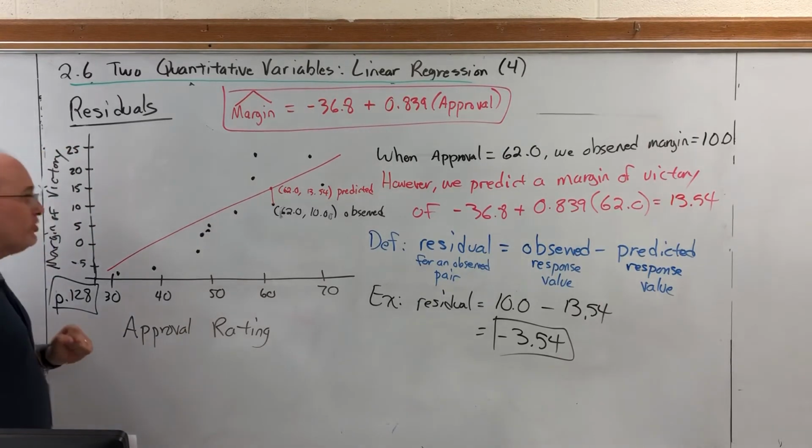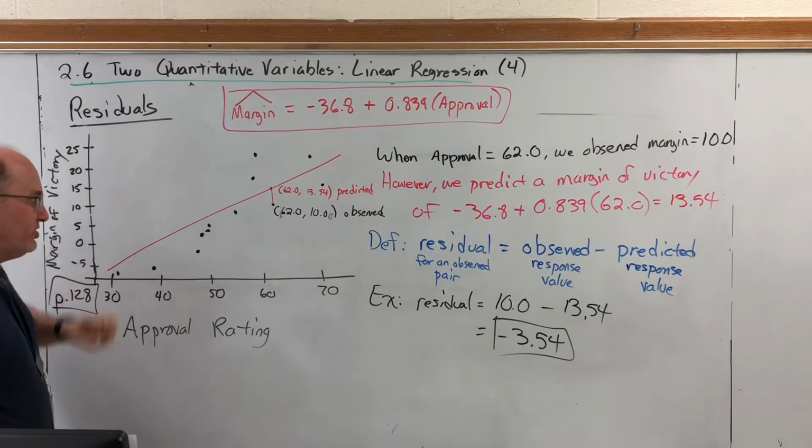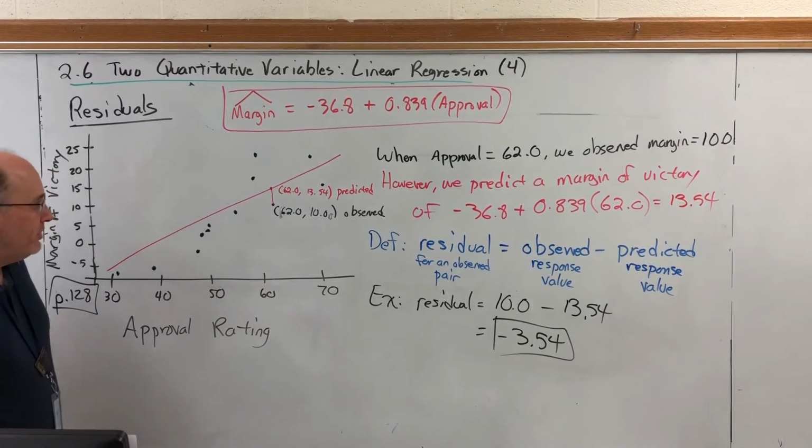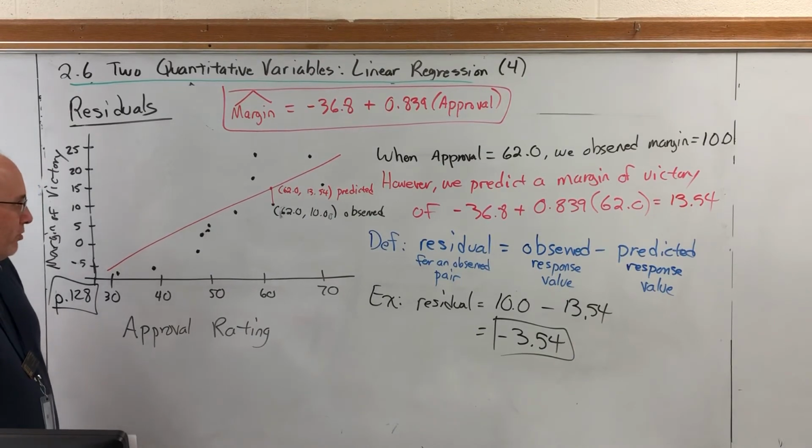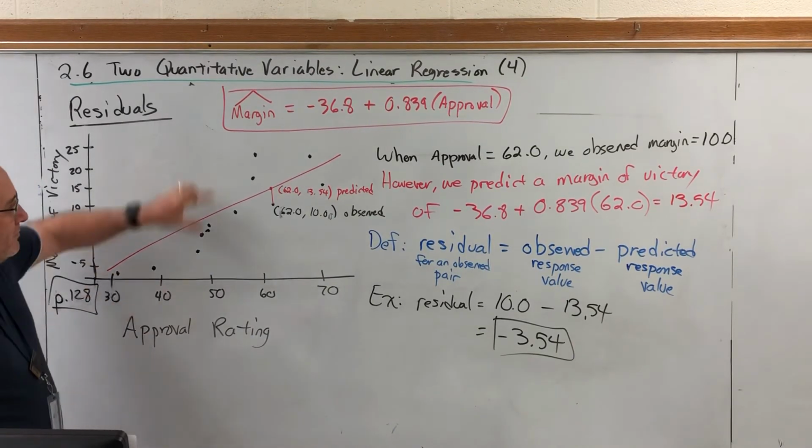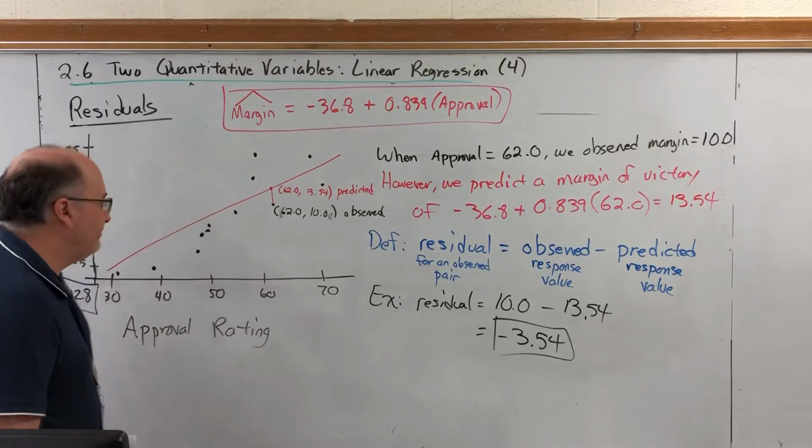Then again, I knew in advance that this point was going to have a negative residual. In fact, most of these points have negative residuals except for 3 of them. Do you see the 3 points where the residual would be positive? It would be the 3 points above the line.